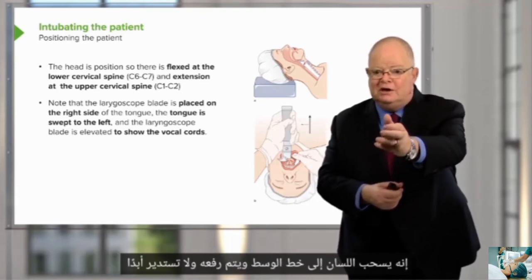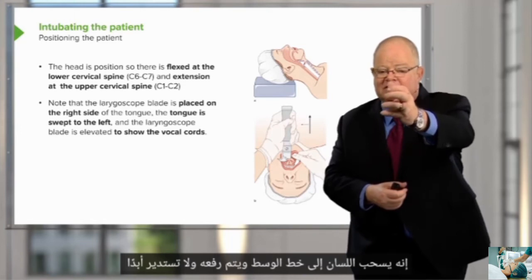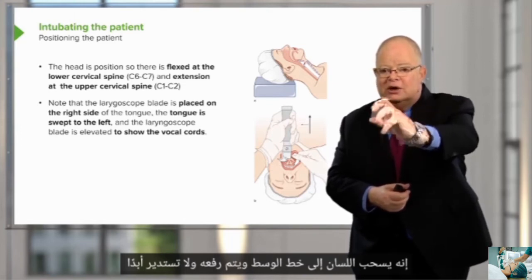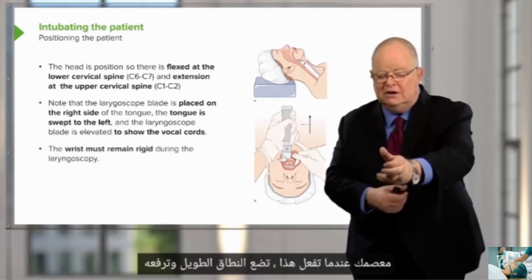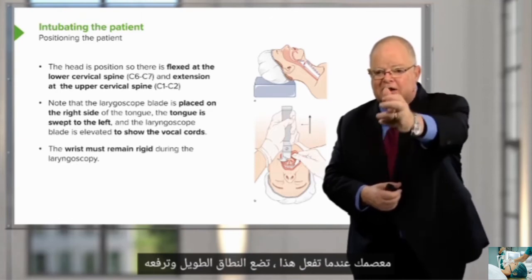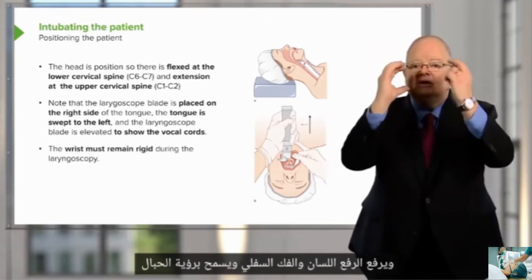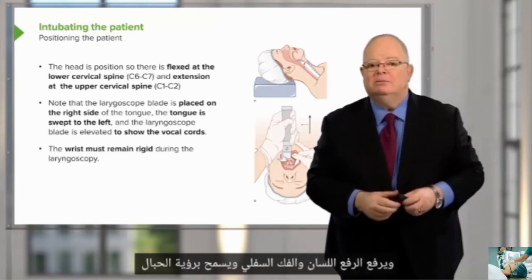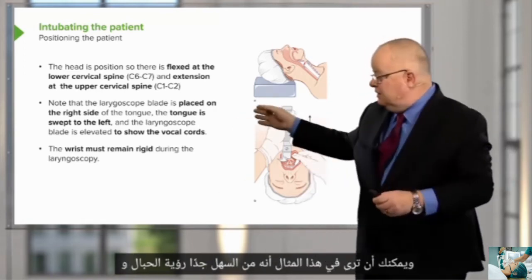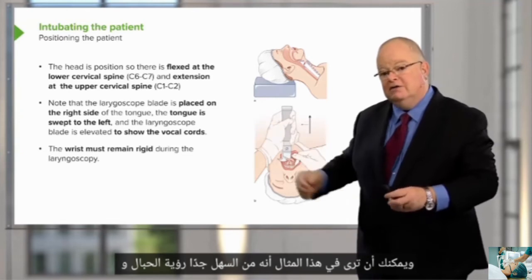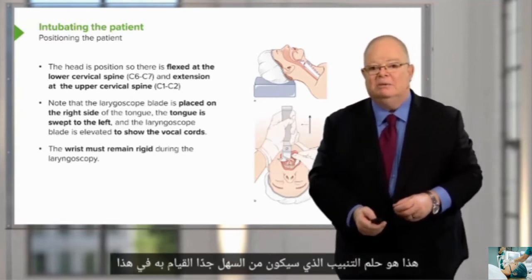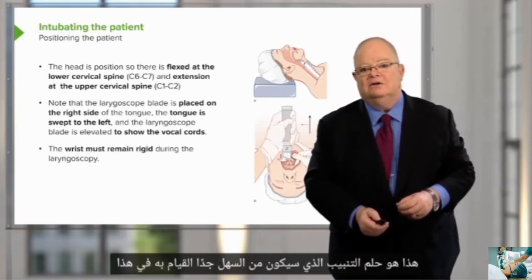The laryngoscope is placed on the right side of the mouth, avoiding touching the teeth. It pulls the tongue to the midline and it's lifted. Never, ever do you turn your wrist when you're doing this. You put the laryngoscope in and you lift. And the lifting lifts the tongue and the mandible and allows the cords to be seen. And you can see in this example, the cords are very easy to see. And that's a dream intubation. That's going to be very easy to do.